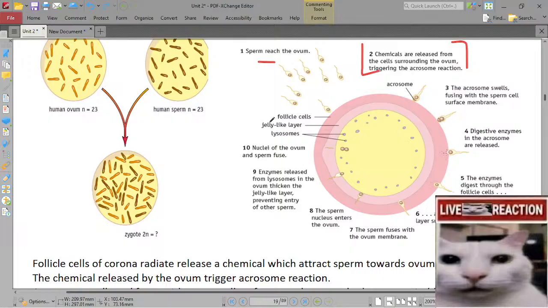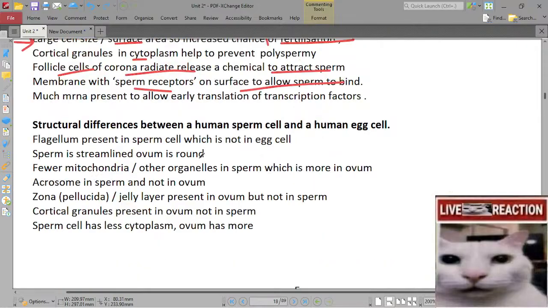Lysosomes in the ovum thicken the jelly-like layer, preventing entry of the sperm. Nuclei of the ovum and sperm fuse. Jelly layer, follicle cells, lysosomes. What releases the things that attract sperm? The follicle cells of the corona.